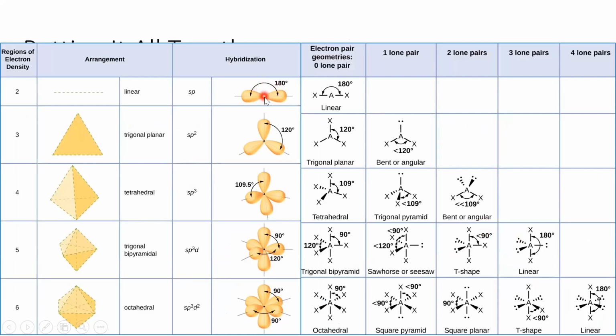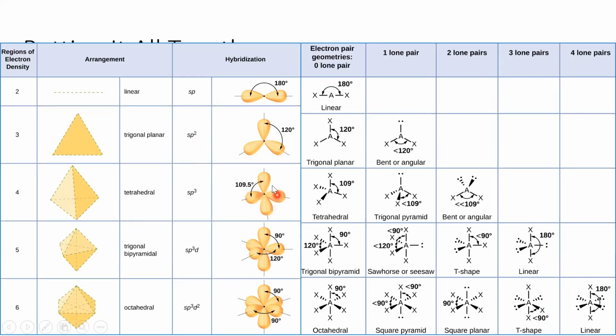If this is our central atom here, and there are 2 things coming off the central atom, the hybridization is going to be sp. 1s, 1p, that's going to give us 2 hybridized orbitals. If we have 3 things around the central atom, the hybridization is going to be sp². Again, there's 1s and 2p, that's 3. Anytime you have 3 things coming off the central atom, the hybridization is going to be sp².